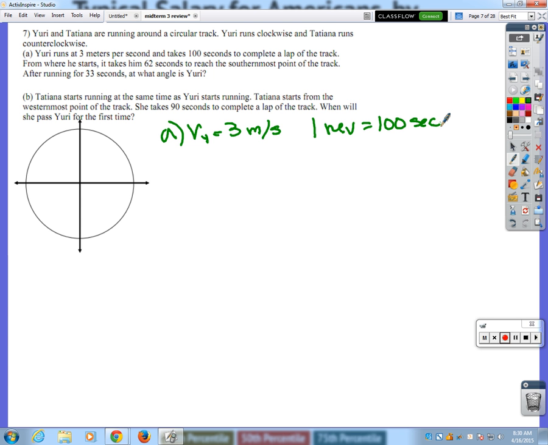After running for 33 seconds, at what angle is your reading? Yeah, it does matter, because we know it takes him 100 seconds to go all the way around, and we know that it takes him 62 seconds to get right to you. So that's actually the first thing we're going to do: figure out where he started. Do you want to do that? You said proportion. So what proportion would you use to do that? 300.